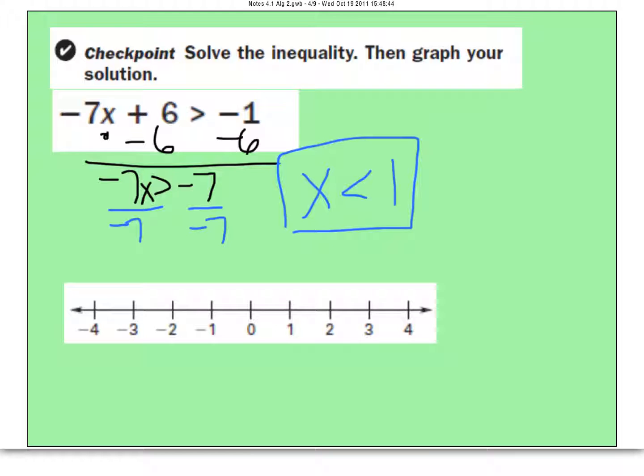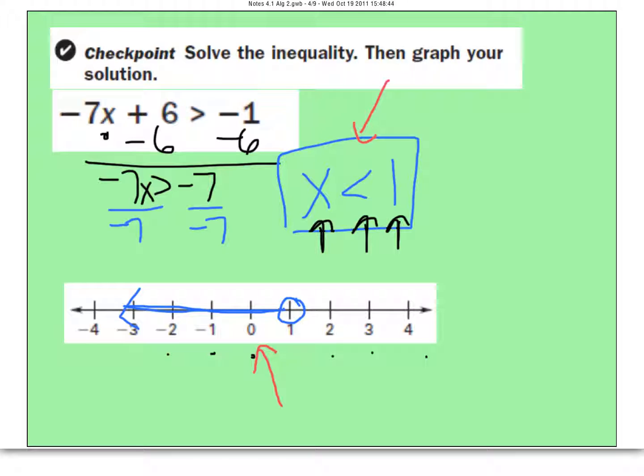There's no equal to. So at the number 1, I put an open circle. And just interpret it as it says. They want the x's that are less than 1. Are the x's that are less than 1 the numbers 0, -1, -2? Or are they the numbers 2, 3, and 4? Clearly the numbers less than 1 are over here to the left-hand side, and I draw the arrow. Again, make the connection. Notice this arrow is pointing to the left, so is the inequality symbol.